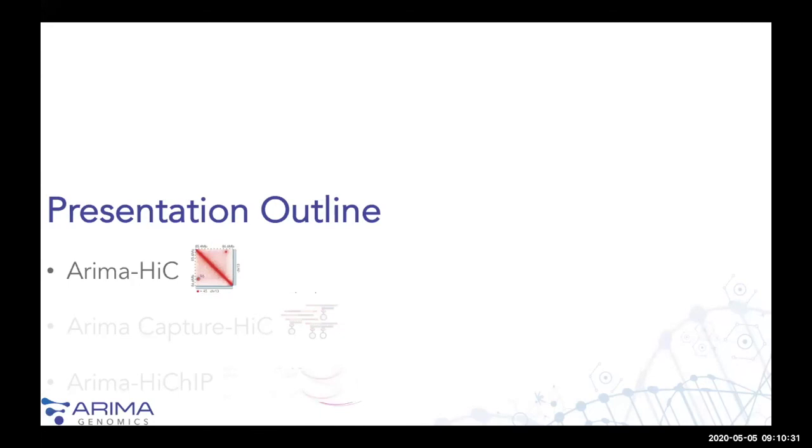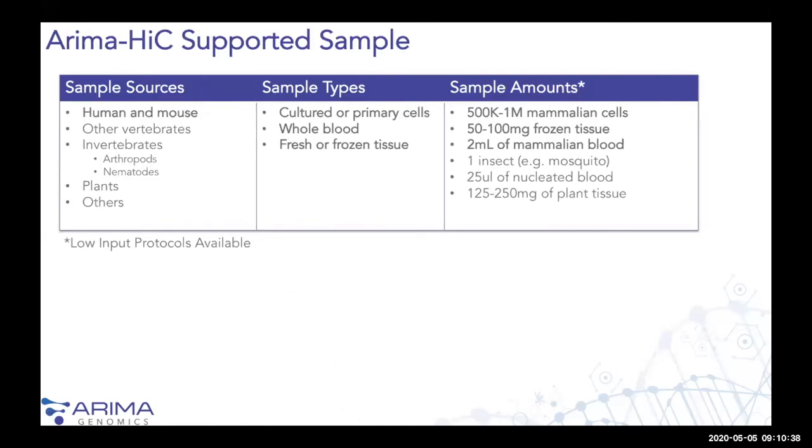So getting to the underlying tools, which is what I'm going to introduce. When we talk about the Arima-HiC platform, let's start with the Genome-wide Arima-HiC Foundation. And it frequently comes up, what are the supported sample types? And there's a lot of supported sample sources shown on the left. I think the most relevant for today is going to be human and mouse. There is another suite of sample sources that are supported.